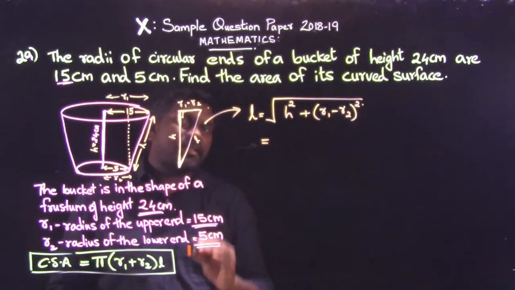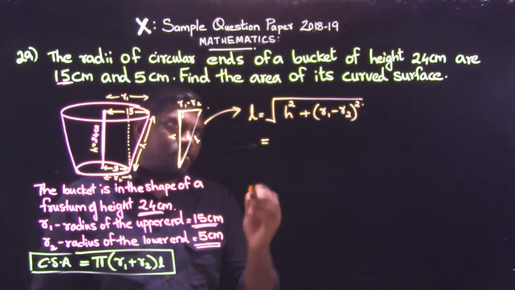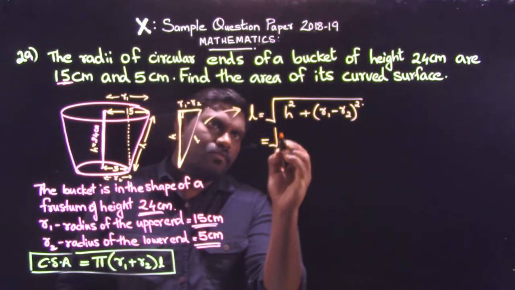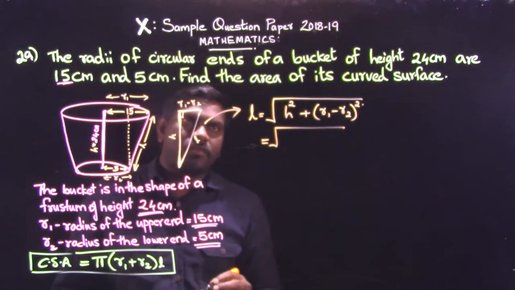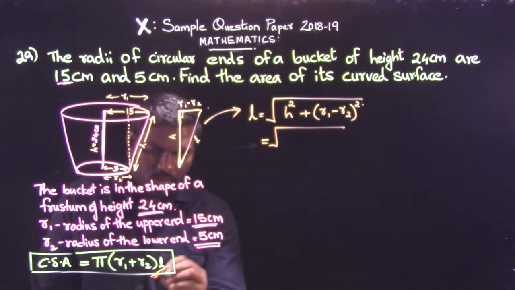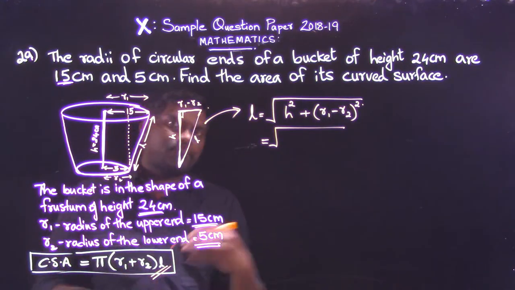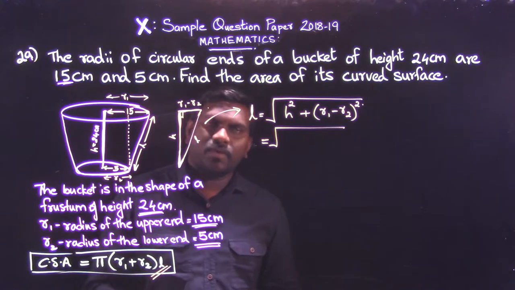Once you have this formula, and I told you don't need to learn it by heart, you will get it from the question itself. You can figure out what this would be. Then you can easily find the value of L, because ultimately I'm waiting for just the L. Once I have it, I can find the CSA very quickly.